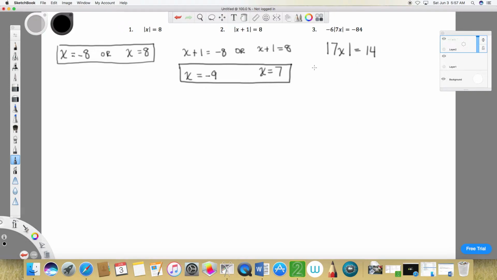This splits into two equations. This 7x could represent the number negative 14, because if you take the absolute value of -14, you'll get 14. Or this 7x represents a +14, which gives us, if we divide both sides by 7, two solutions: x is equal to -2, or x is equal to +2.